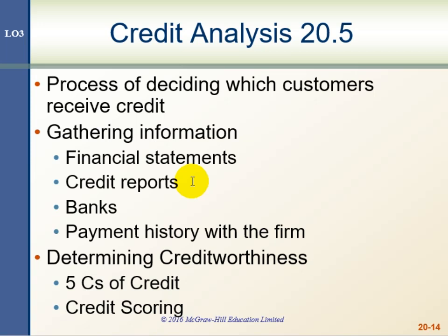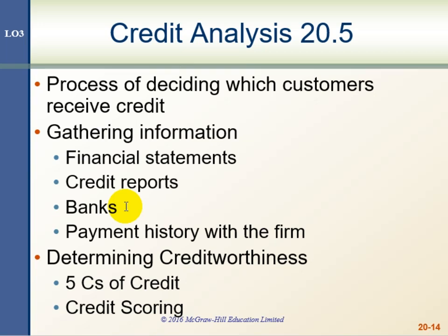We can look at credit reports from the credit reporting agencies. TransUnion and Equifax in Canada are the 2 big ones. You can look at the bank, and you can actually get them to confirm their assessment of the creditworthiness of their customer, especially if they've had a long-term relationship with the customer.